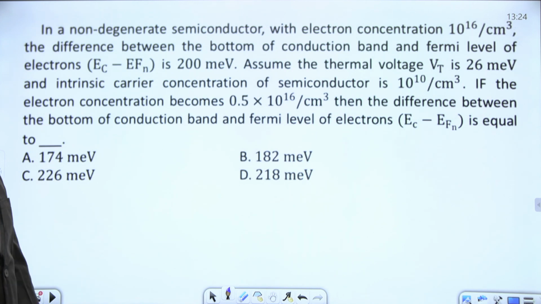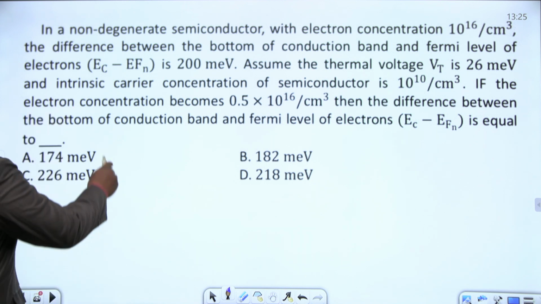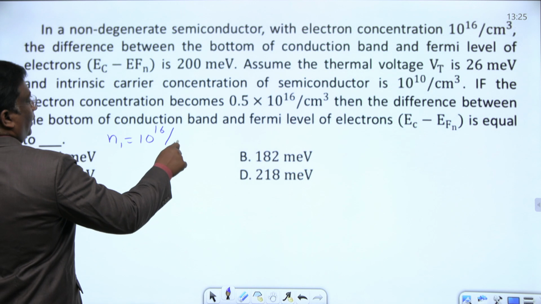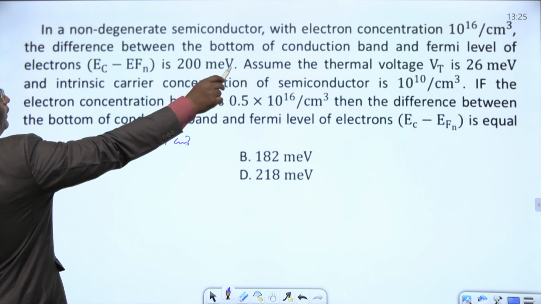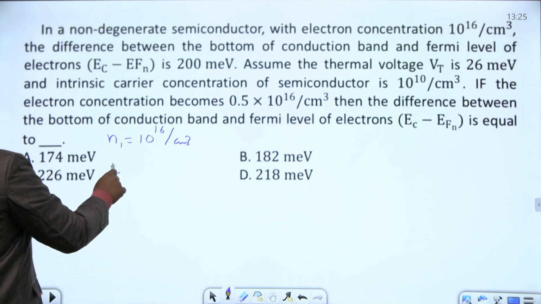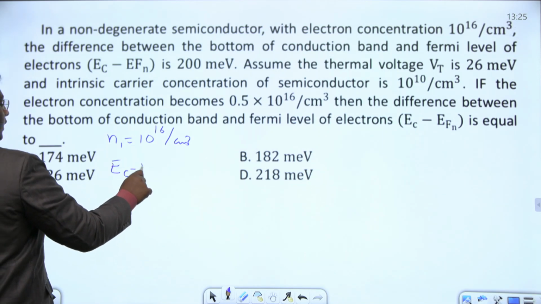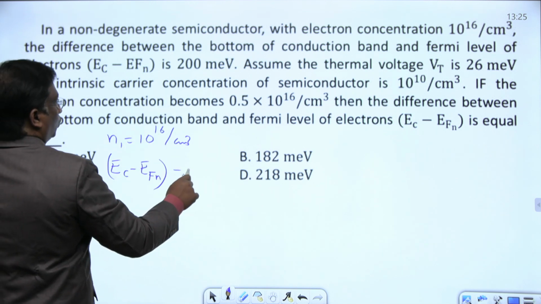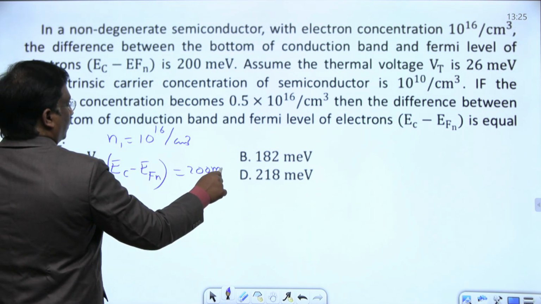This question came from EDC. What is the information they gave? In a non-degenerate semiconductor with electron concentration N1 equal to 10 power 16 per centimeter cube, the difference between the bottom of the conduction band and the Fermi level, EC minus EFN, is given as 200 milli electron volts.